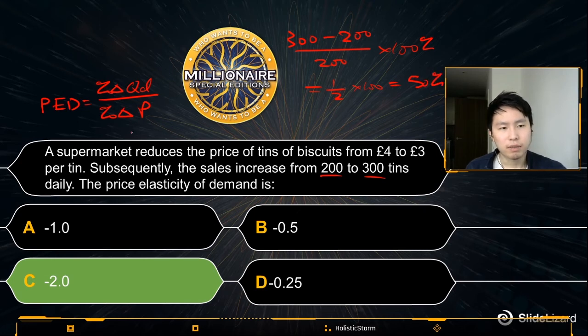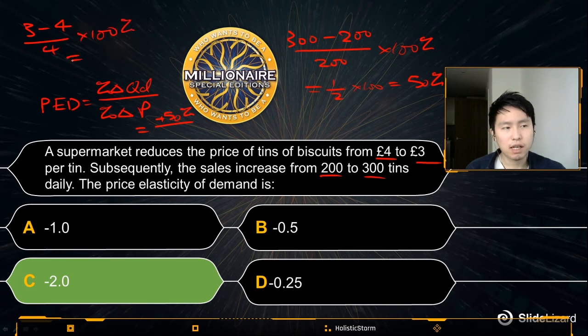So we can see that this would equal a half times 100, which equals a 50% increase in quantity. So we can put here plus 50% increase in quantity divided by, and then let's do the percentage change in price. The price fell from £4 to £3. So it's 3, the new one, minus 4, the old value, divided by 4 times 100%. Then what are we going to get? That's minus 25%. So the percentage change in price would be minus 25%.